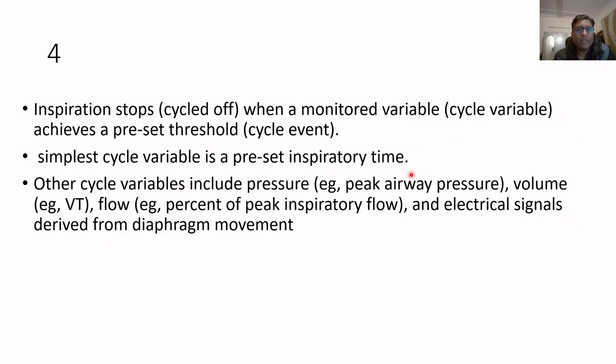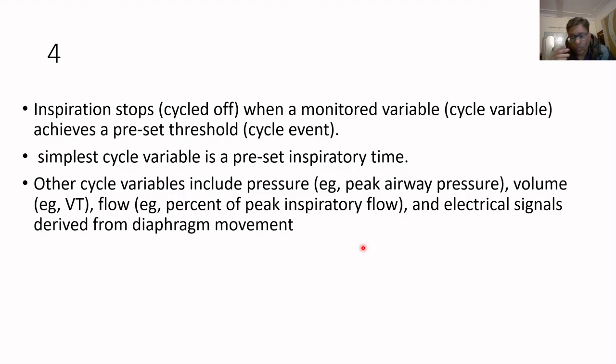The simplest cycle variable is the preset I time. In the initial example, the patient is sedated and paralyzed, so you have a certain I time per breath, say 3 seconds per breath. After that I time has elapsed, the inspiration will cycle off and you will go into expiration. Other cycle variables can be pressure.